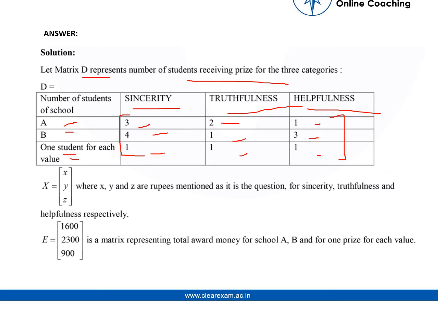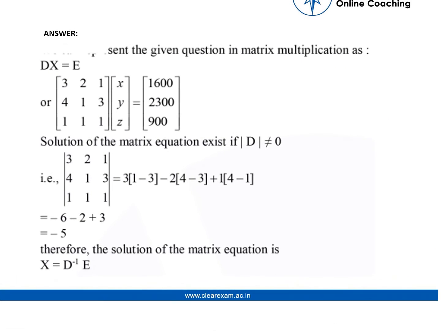and matrix X is XYZ, where X, Y, Z are the rupees mentioned in the question for the given three categories. E is a matrix representing the total award money for school A, B, and for one prize for each value, that is six. So the E matrix is 1600, 2300, and 900. We can represent the given matrix in matrix multiplication as DX is equal to E, where D is our matrix, this one, and X is this matrix, and E is the prize money matrix.